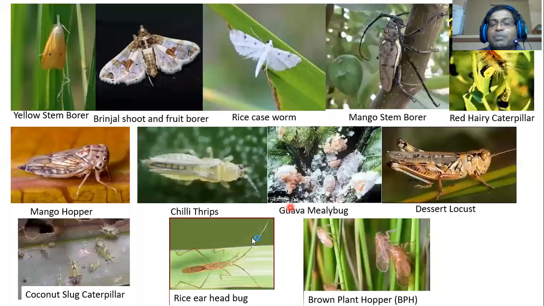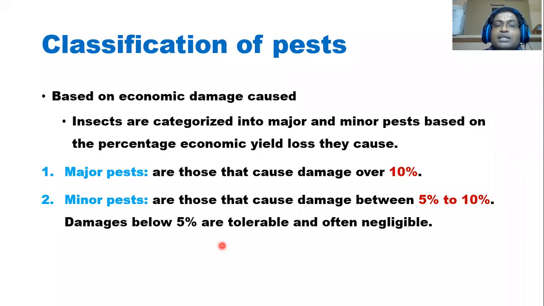Another one is the rice earhead bug. Along with the coconut slug caterpillar, this is another example. If you are cultivating paddy, you cannot expect an earhead bug attack in Jaffna. Sometimes you can expect it in Anuradhapura, sometimes you will not expect it in Anuradhapura. Sometimes you can expect it in Mullaitivu. These are what we call sporadic pests.